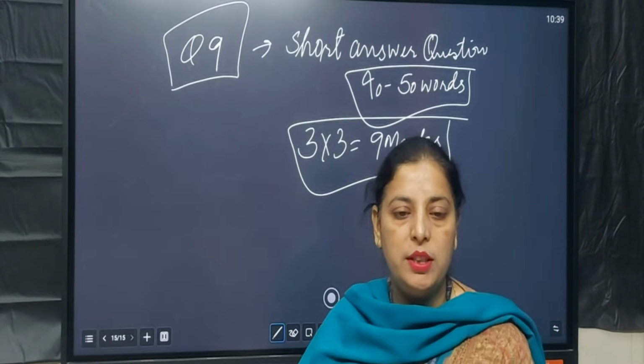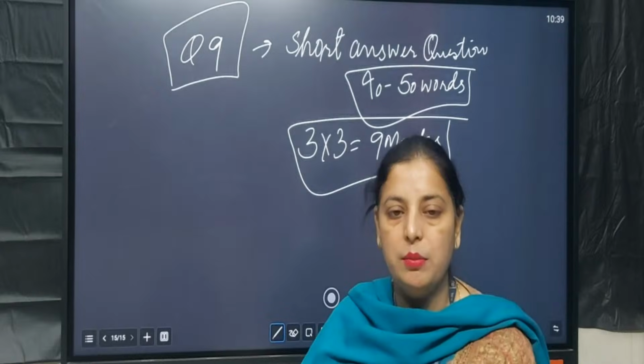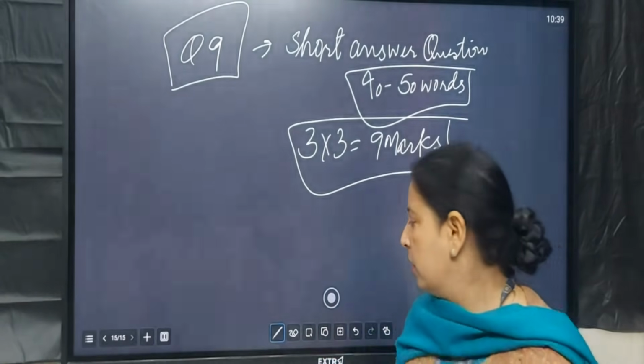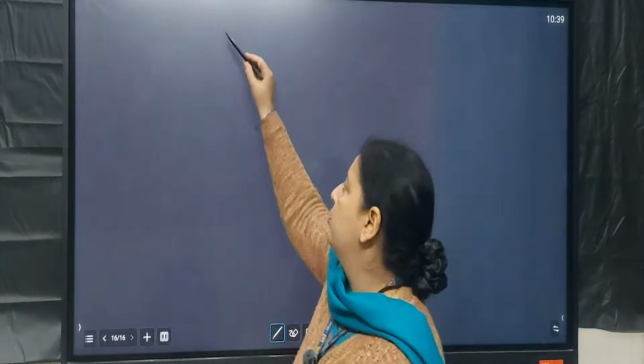और साथ में आप poetry तैयार करें. Then you will be able to score complete marks. So let us move to the question number 10 of your book, that is Snapshot.